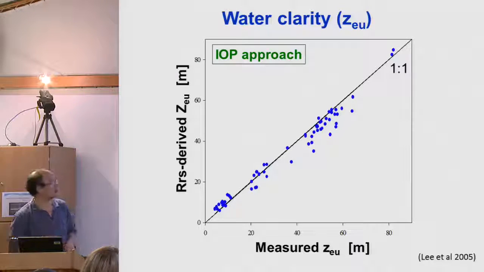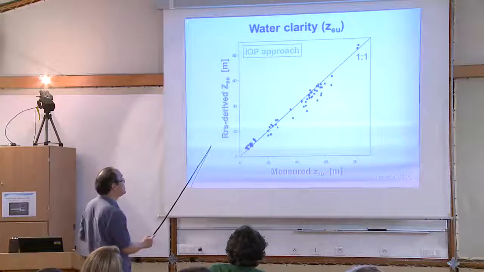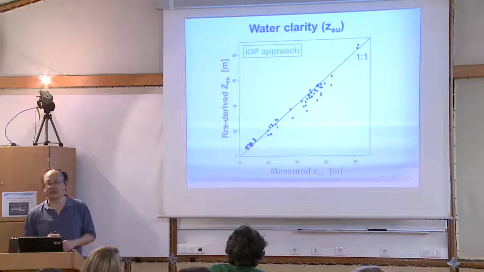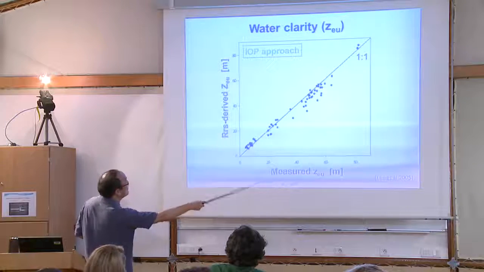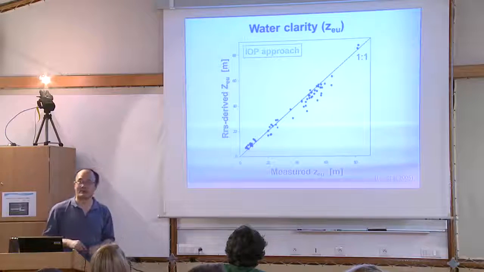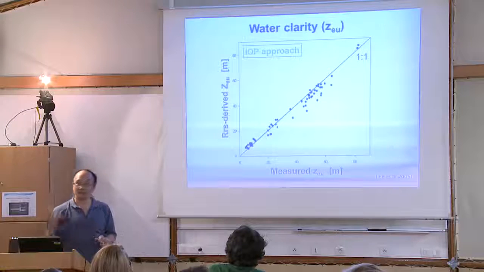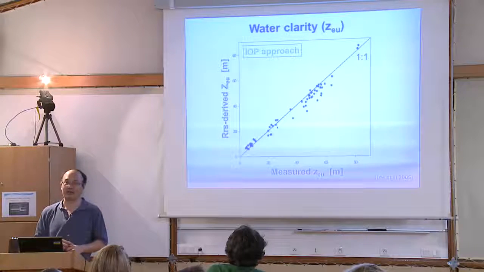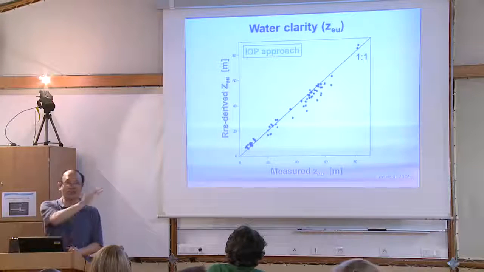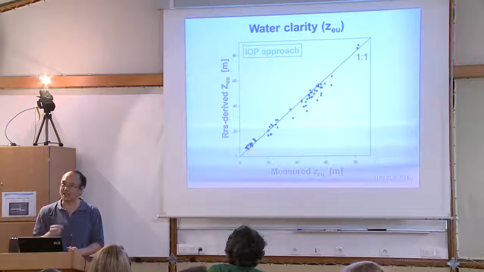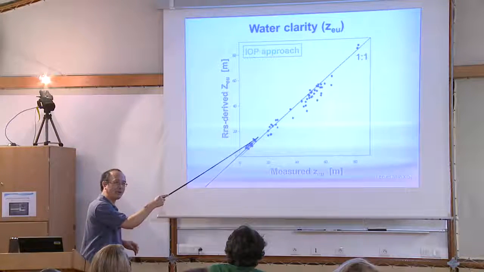Here is the validation, okay? This is measured ZEU. This is Rrs-derived ZEU for a bunch of locations. For a range from about 4 or 5 meters all the way to 80 meters, they match each other very well. Again, this line is not a regression line. It's a validation line. It's a one-to-one line. When you read the literature, many times you will see regression lines. But here we are talking about a validation line. When it's perfect, it's always on this 1-to-1 line.